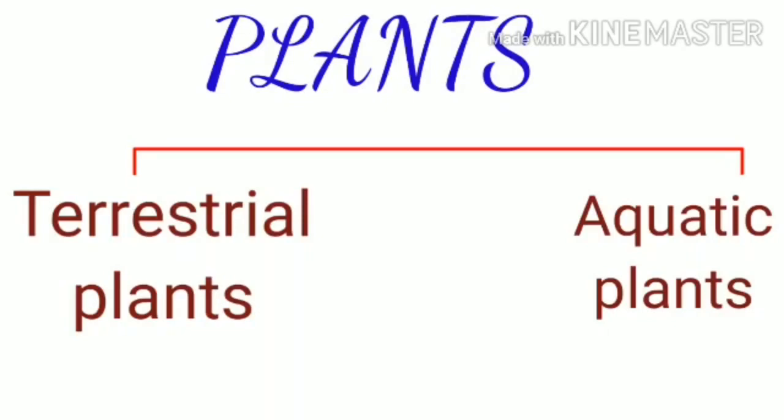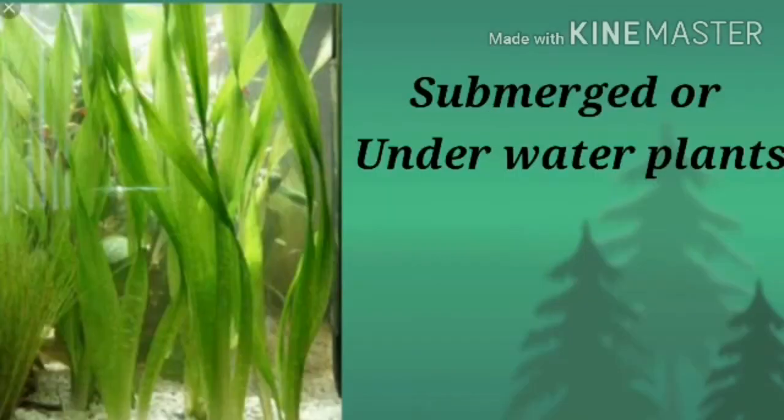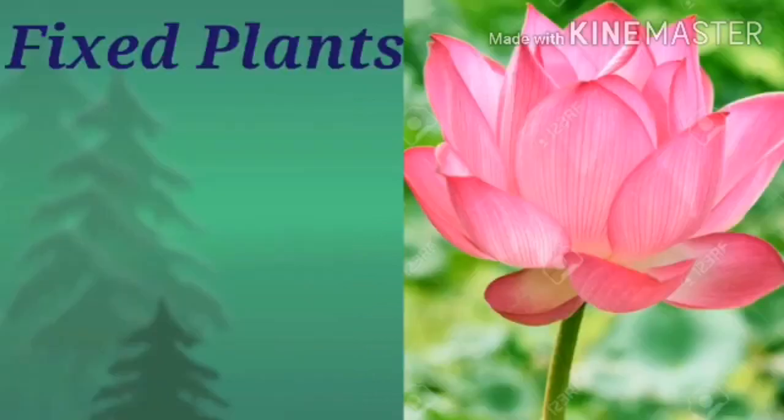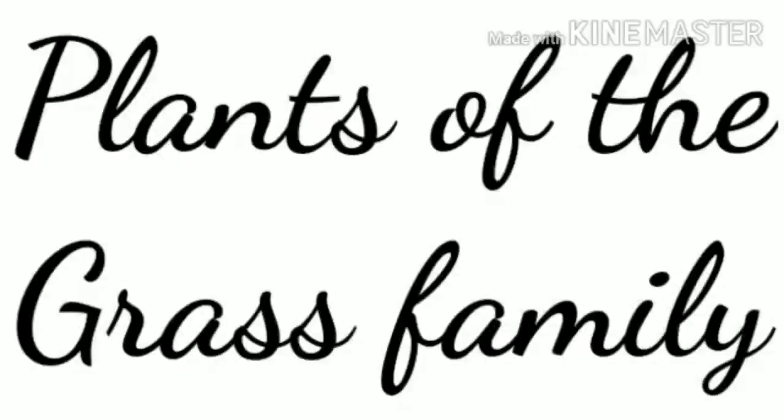And the aquatic plants have 3 groups. 1. Free floating plants. 2. Submerged or underwater plants. 3. Fixed plants. And beside these, we learnt about insectivorous plants and useful plants, means grass family plants.